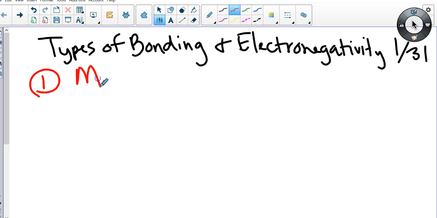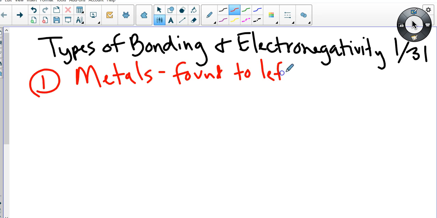So, metals. Metals are found to the left of the metalloid line. This is the metalloid line, this little ladder here that I just showed you that has the peach ones around it. The vast majority of elements are metals. The metalloid line starts between boron and aluminum and zigzags down all the way to polonium and astatine.